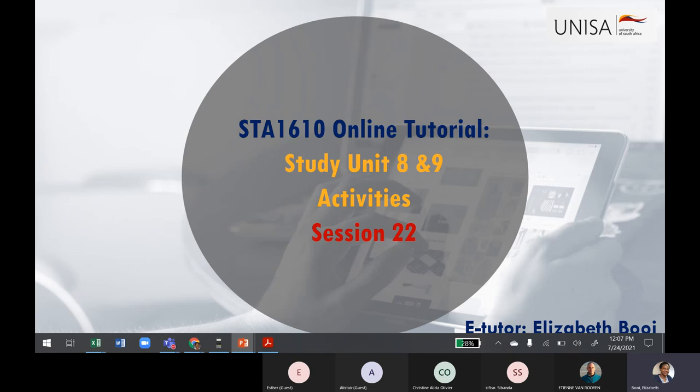So this is just to assist you with preparing for doing your assignment 4, which is also due on the 2nd, but with the possibility of an extension. It might be extended by another week because assignment 2 and 3 are still open. They close on the 2nd. So assignment 4 might also be extended with another week.